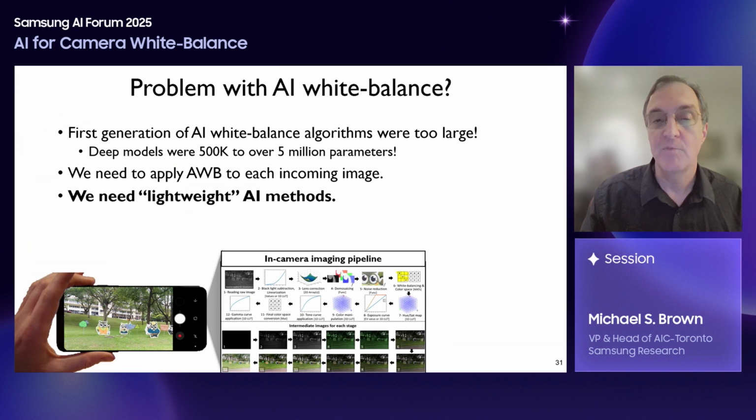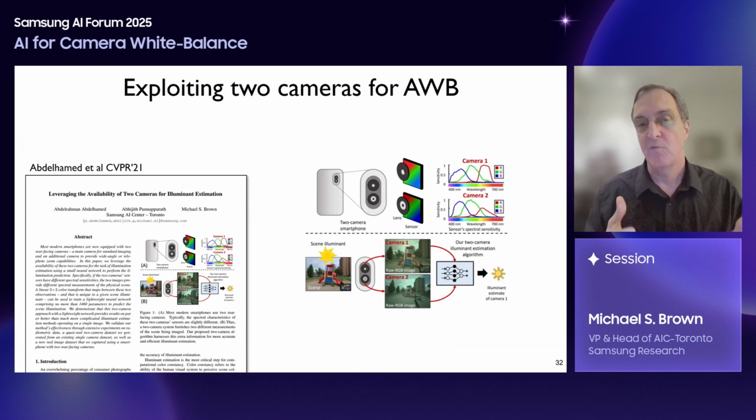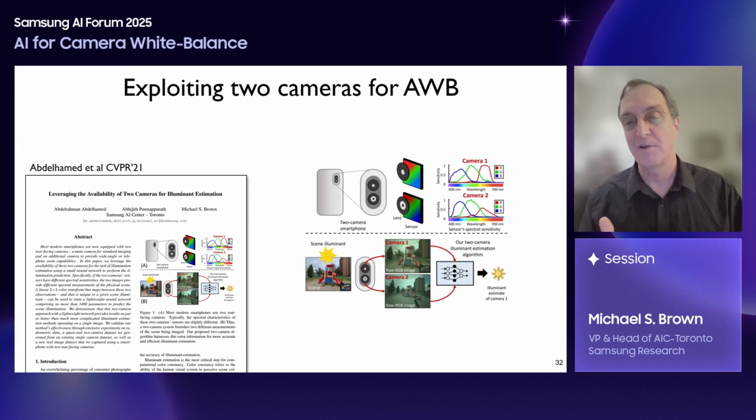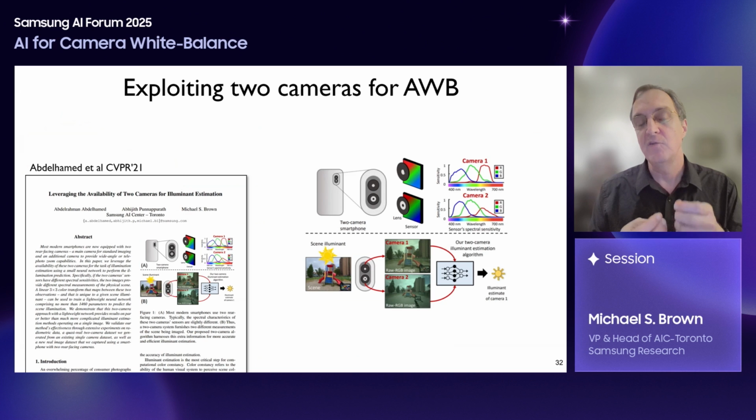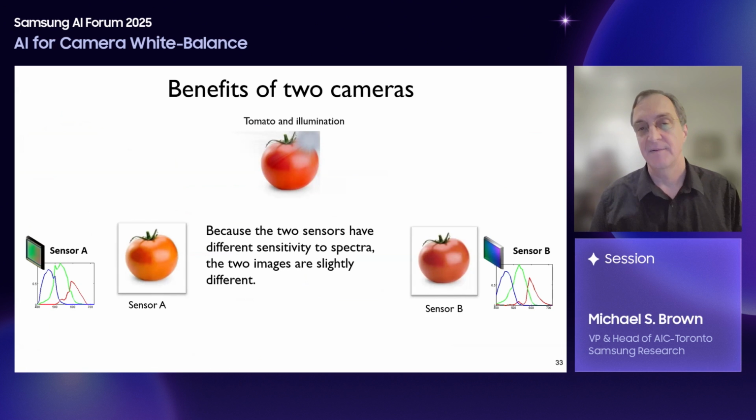So we need lightweight AI models to do this. I'm going to talk about two papers that came out of our lab that tried to give lightweight AI auto white balance. The first work that we looked at was called two-camera illumination estimation. What was happening at this time, and now we're all very used to this, is that our smartphones have multiple cameras. So we wanted to use the fact that we have more than one camera to do the white balance. I'll show you the basic idea.